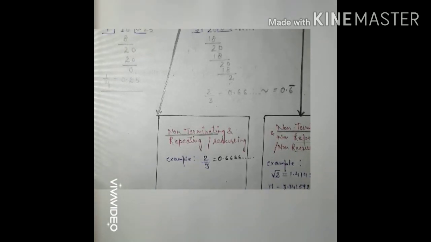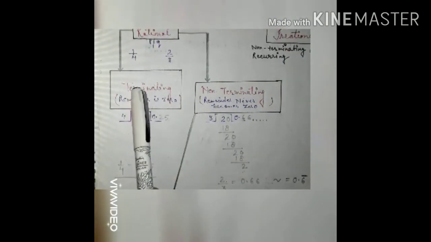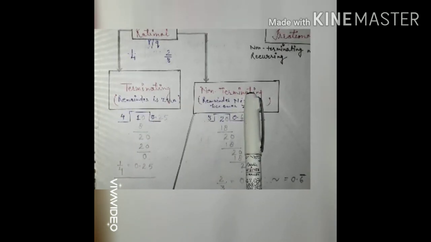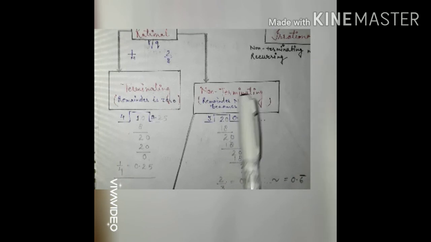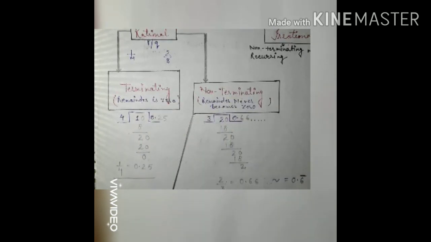So for rational numbers we conclude that the decimal expansion is terminating or non-terminating repeating. In a rational number, the decimal expansion can be terminating or non-terminating repeating.